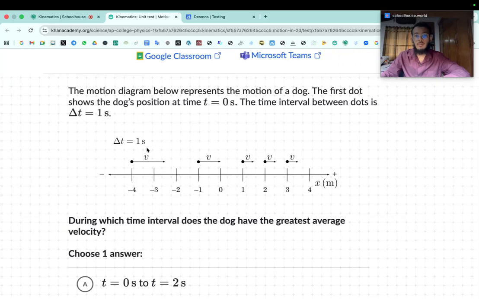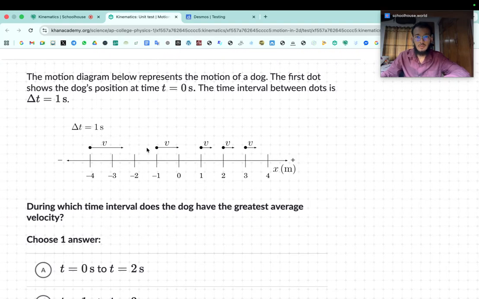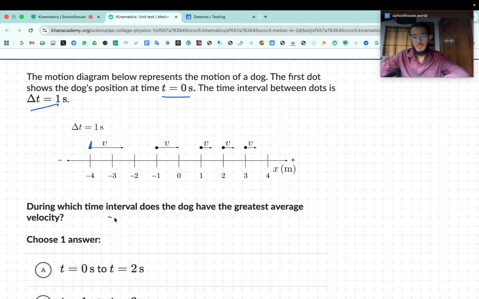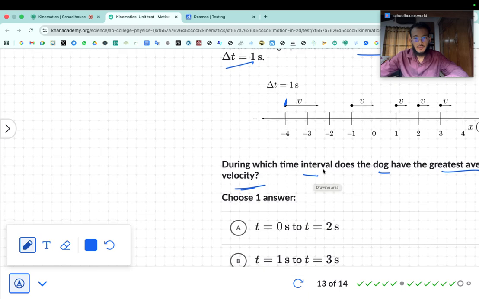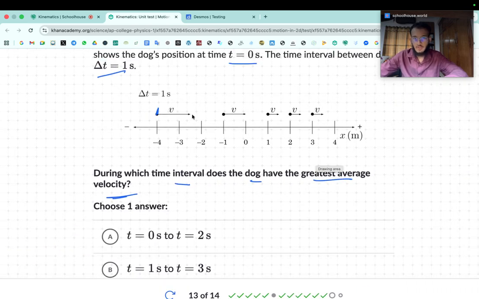The motion diagram below represents the motion of a dog. The first dot shows the dog's position at time t equals 0. This one. The time interval between dots is 1 second. During which time interval does the dog have the greatest average velocity? As you can see, the velocity is getting decreased with the progression of time, so which means it is having a deceleration.